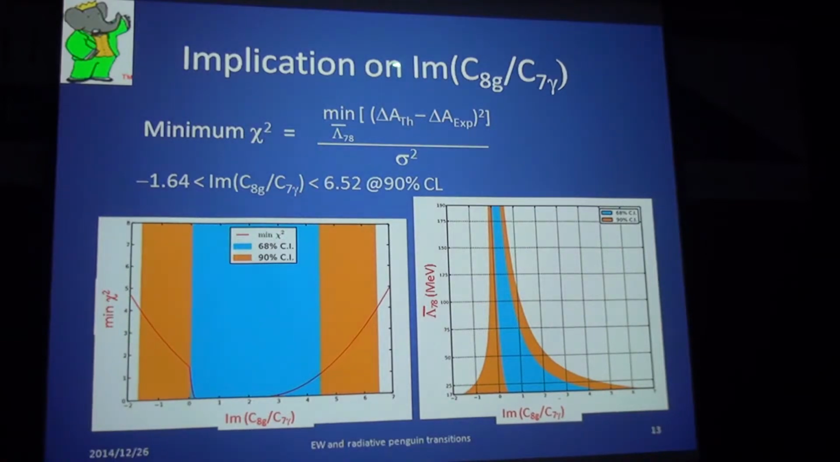This is the minimum chi-square as a function of the imaginary part of C_8 over C_7. This blue line shows the 68% confidence level, which means values within this range are allowed, and the other one covers the 90% confidence level. And on the other side, this is lambda bar 7a as a function of the imaginary part of this. As I said, for the standard model, the imaginary part of C_8 over C_7 should be zero. They should be real. So any deviation from 0 means there's probably some new physics there.